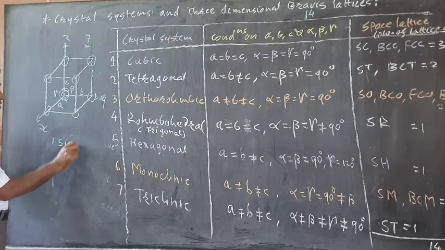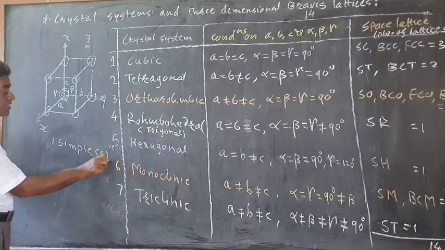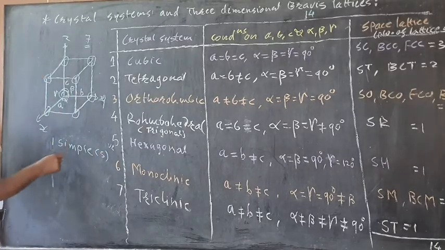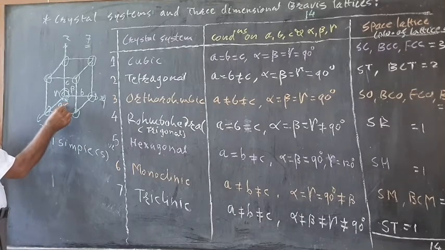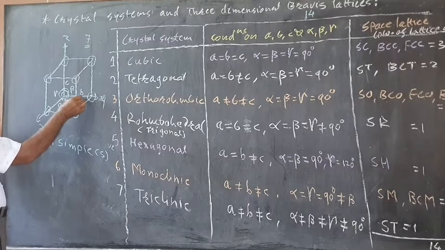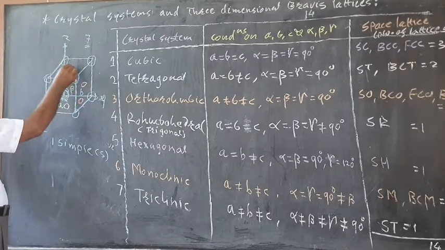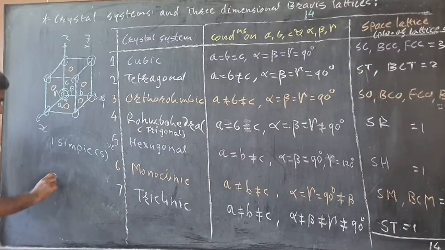Simple here, maybe simple. In the simple case, only the corners are occupied by the atoms. In addition to the corner atoms, if the unit cell has extra atoms located at the center of each face of the unit cell like this, then it is called face centered.